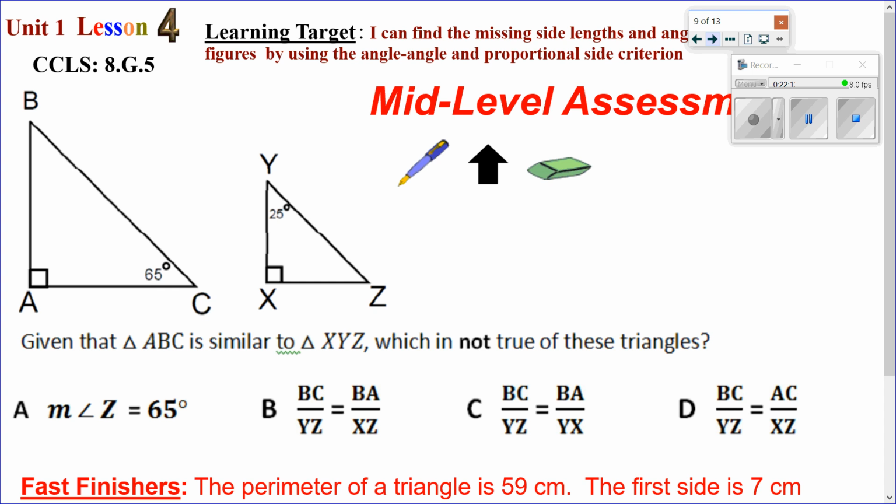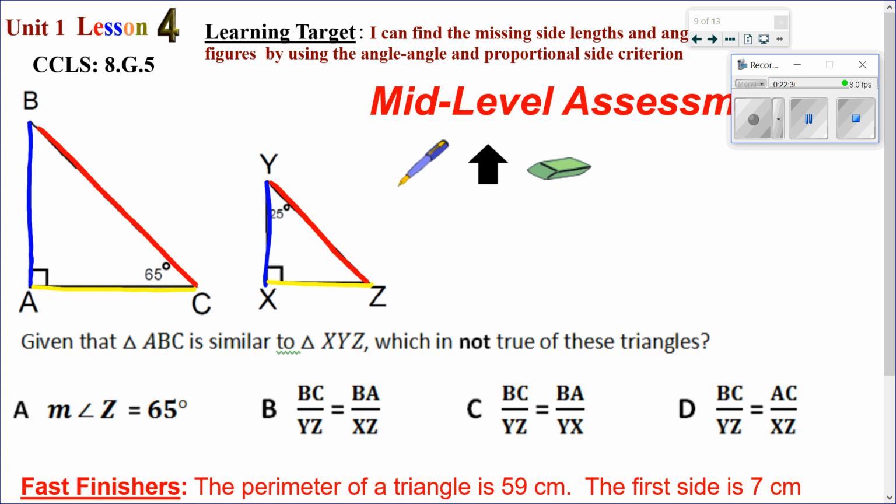Okay, a mid-level assessment. So I would like you to pause and take this assessment and come back and we will go over it. If you are having difficulty to answer this, if you look, I marked the corresponding sides with colors. So you know which sides are in the same position. So let's go over this.